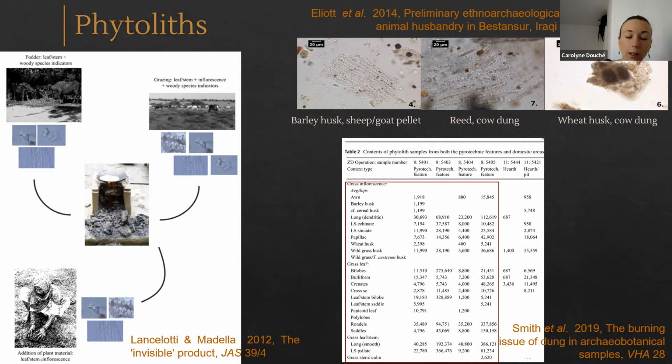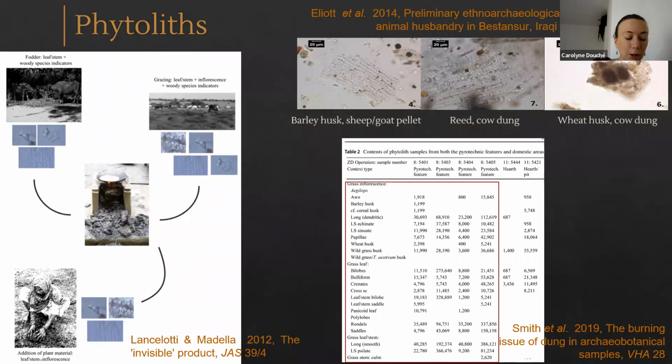Similarly, there was an ethnoarchaeological study carried out around the site of Bestansur, a Neolithic site in northern Iraq. And this study highlighted the variation of feeding systems, as you can see with the three different tops. So depending on the origin of the dung, depending on which animal was fed, we will recover different types of plant parts, and so different taxa.